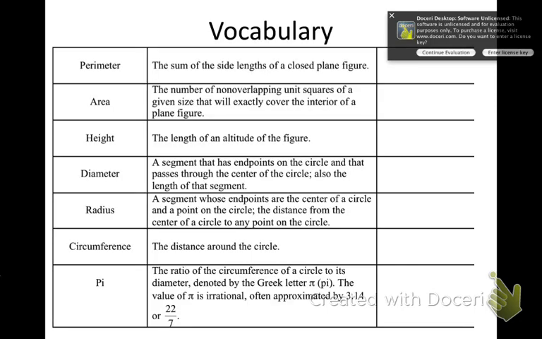All right, first thing here, vocab, perimeter. Perimeter is the sum of the side lengths of a closed plane figure. Short-term definition, perimeter is the distance around. Okay, really you can sum perimeter up as the distance around. So if I had a rectangle here, the perimeter would be if I found the sum of all those lengths all the way around it.